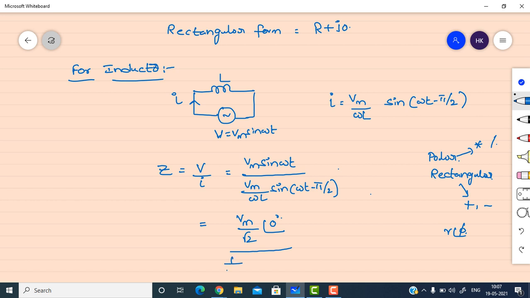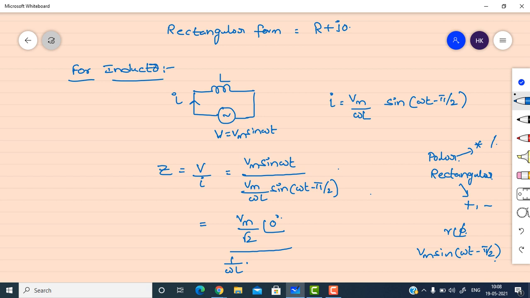Now for this, 1 by omega L, write it separately. Vm sin omega t minus pi by 2. This we have to convert into polar form. Vm sin omega t minus pi by 2, this is the given equation.